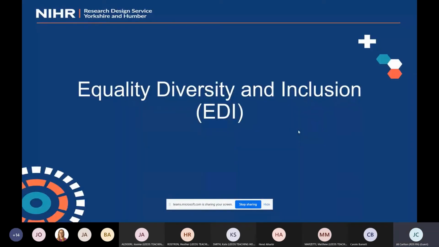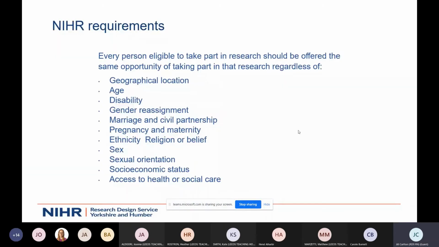Something else which the NIHR and indeed many other funders are rightly looking at now is equality, diversity and inclusion. This should be considered as part of fellowship applications as well. The NIHR have published their requirements in terms of what they view in terms of EDI, and perhaps as researchers at whatever level, we haven't considered this as well as we could have in the past.